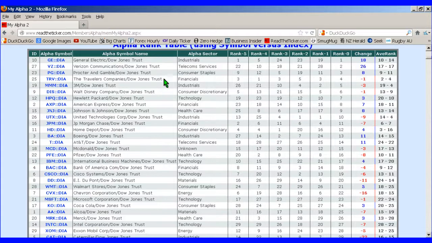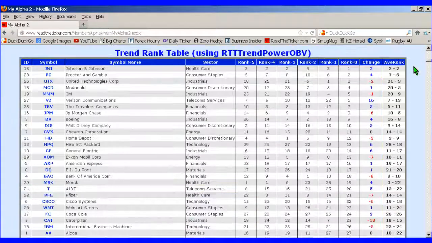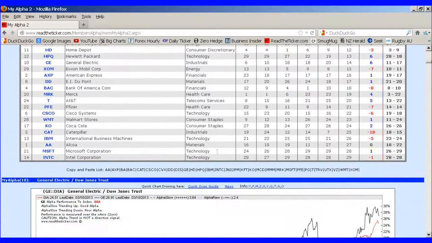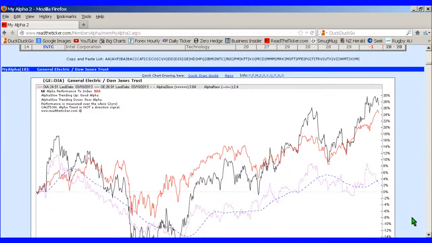Below we have tables of the data, this is the alpha table, the relative strength table, and the data actually ends up in the chart above. And below here we have our trend power rank. So the highest trend power is J&J, the lowest trend power is INTC, and then we have individual charts showing the detail behind the data.